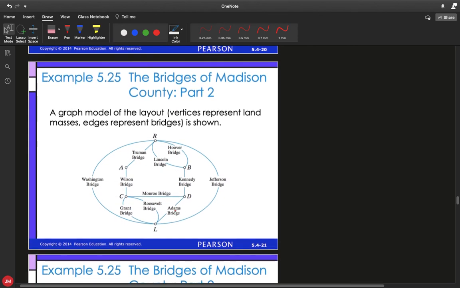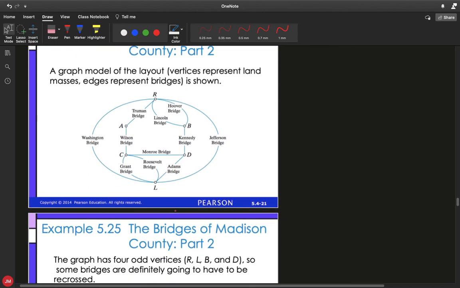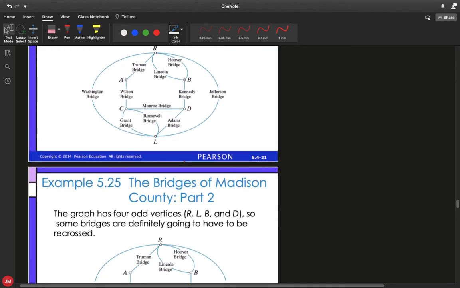So this is the graph of what that would look like. You've got obviously the different bridges, and they're labeled there for you: the Wilson, Truman, Hoover, Lincoln, Kennedy, Jefferson, and so on. And then obviously the places where there is land are labeled as R, A, B, C, D, and L.